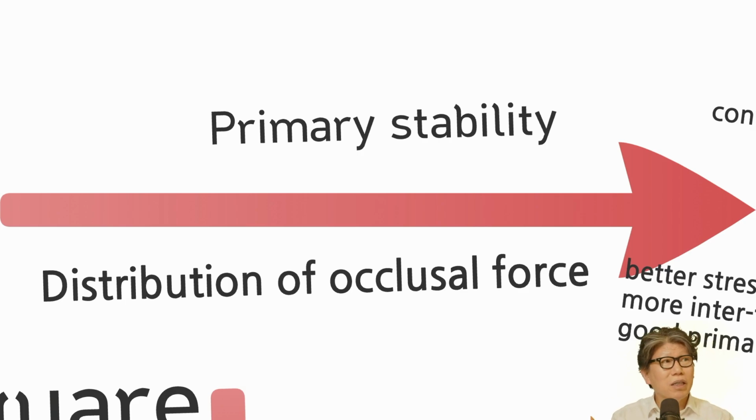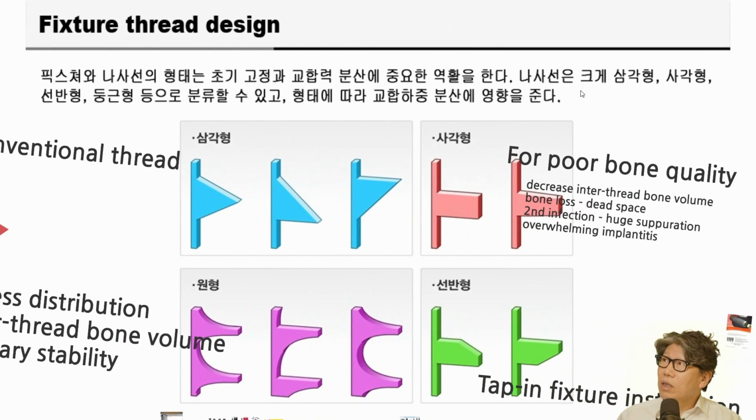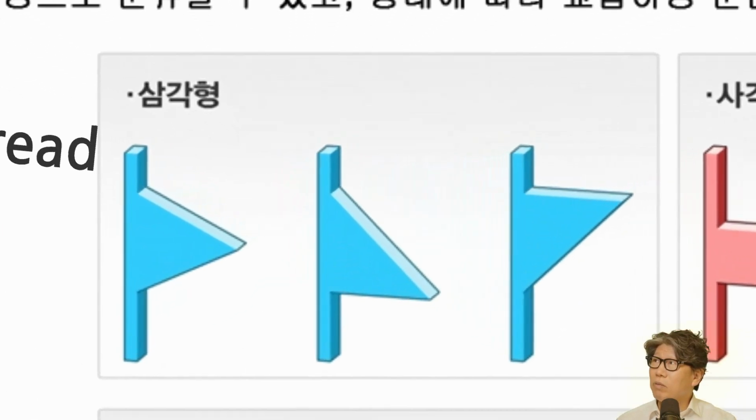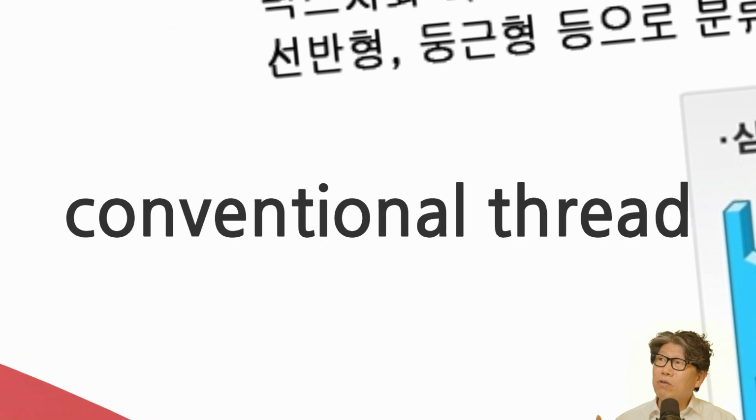We need to look at the screw from the perspective of how to distribute the occlusal forces. So the representative one was the triangular screw that was used at first. Then it came to square, and shelf type was also used in the past. This is because bicon implants are unique. Then round ones were used, and now it is trending to use this almost exclusively. So let's talk a little about that. This is the industry standard.